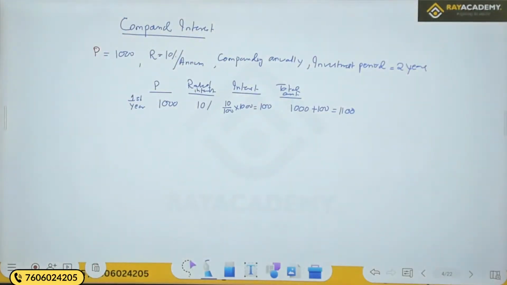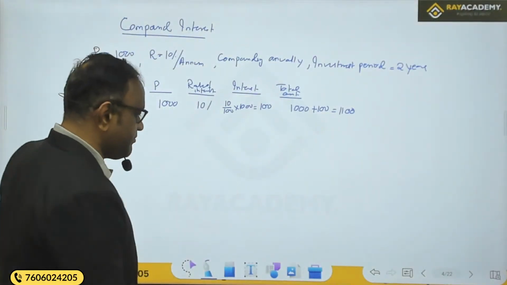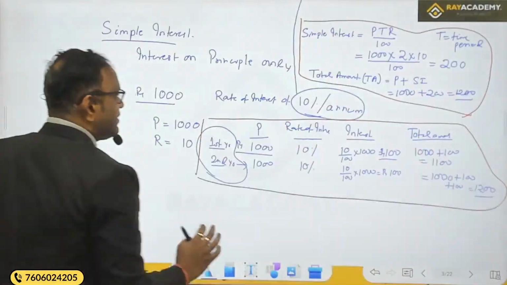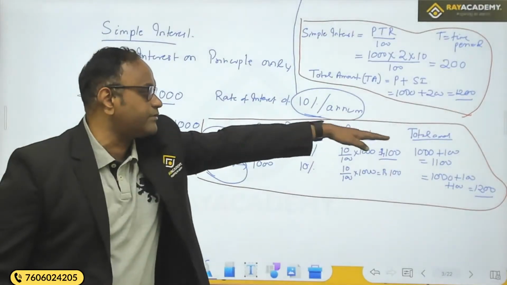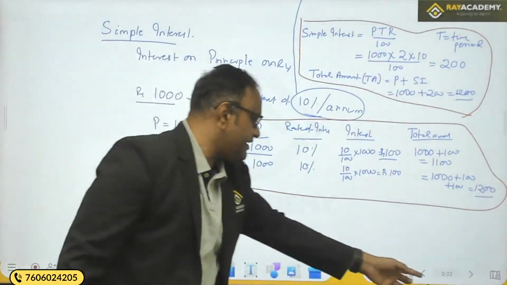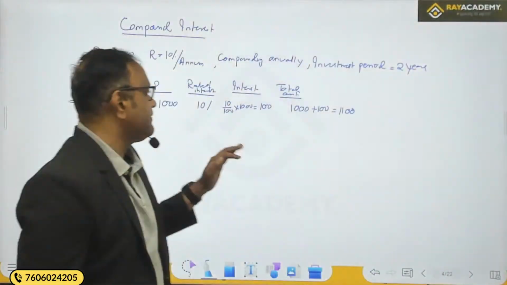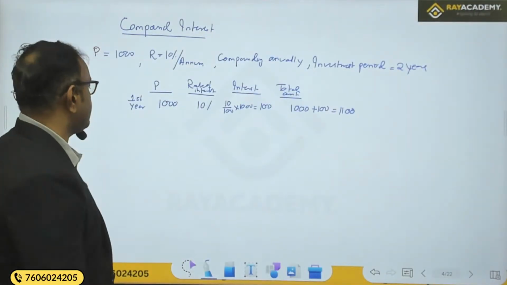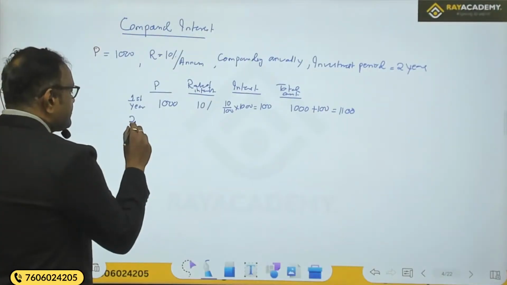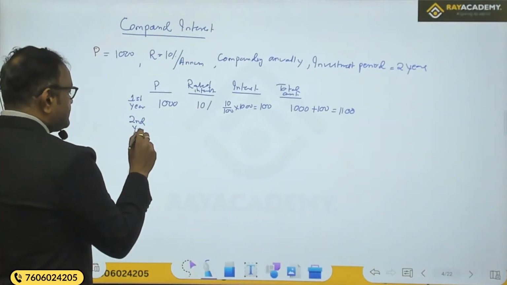1100. So far for the first year, you will see simple interest and compound interest is nothing different. Simple interest: first year 1000 was the principal, interest was 100, total amount 1100. Similarly compound interest is the same thing, 1000 was the principal, interest was 100, total amount was 1100. But things will change from second year onwards.